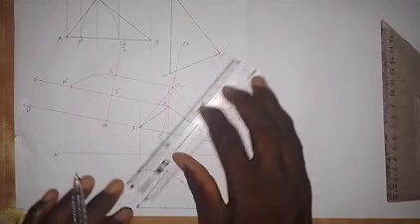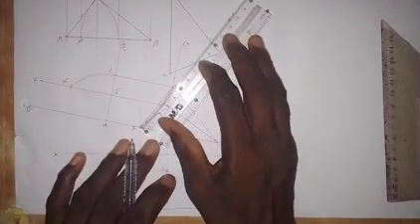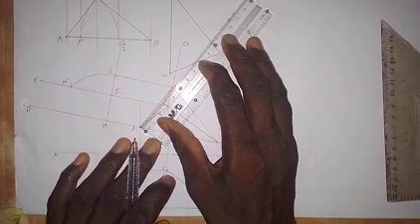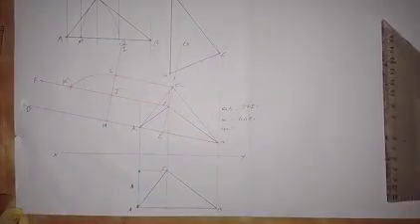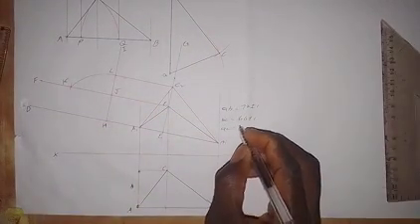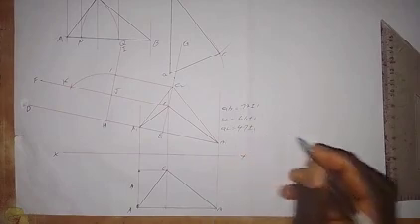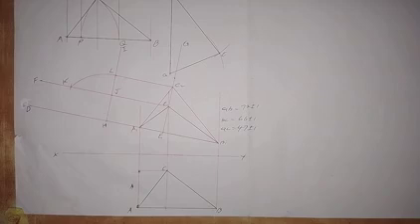Then let's take A1C2, which is the true length of side AC. If I take it like this, this is 47, so here we have 47 plus or minus 1. So this is how you can use this alternative method to find the true shape of a triangular lamina.